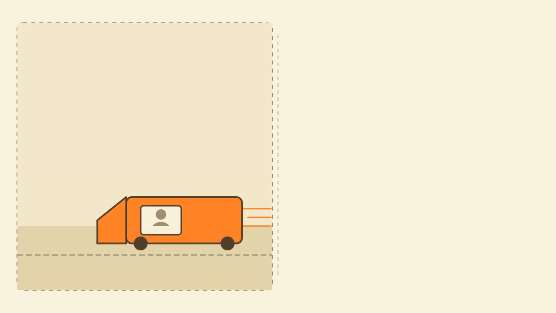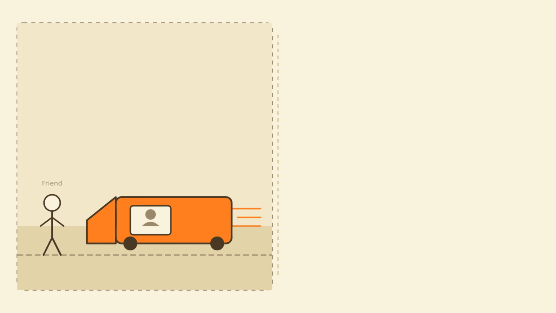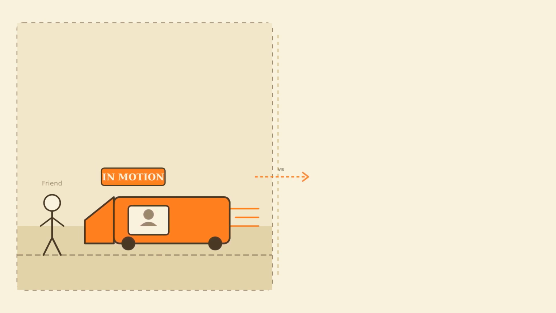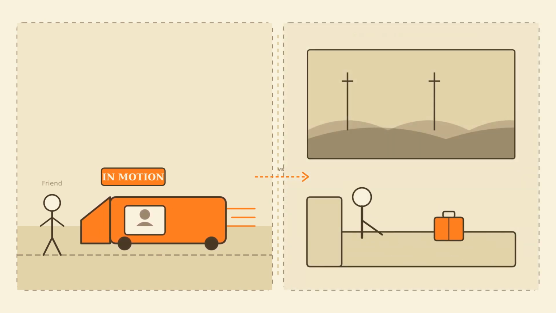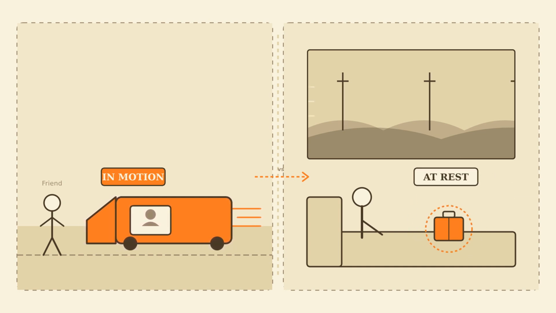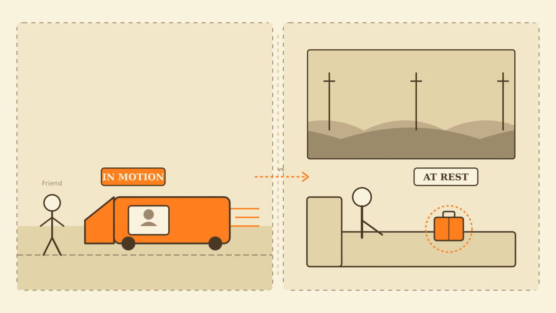Here's where it gets interesting. Imagine you're sitting inside a moving train, and your friend is standing on the platform watching you go by. From your friend's view, you are in motion. Your position relative to the platform keeps changing. But from your own seat, the bag resting beside you hasn't moved an inch. To you, that bag is at rest, even though the train is racing along the tracks.